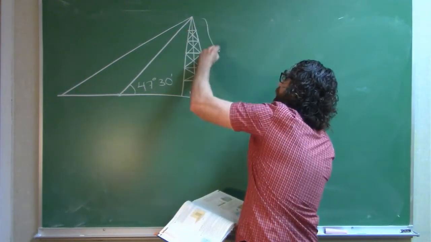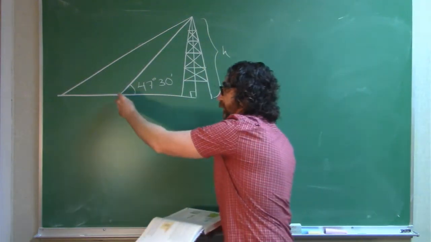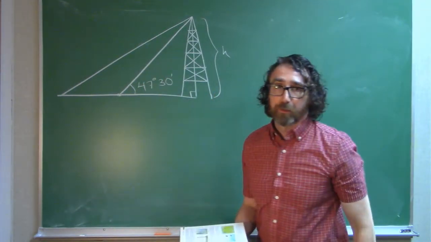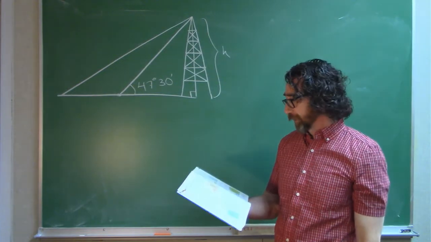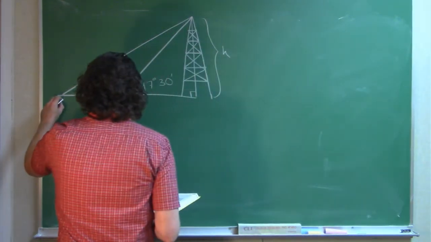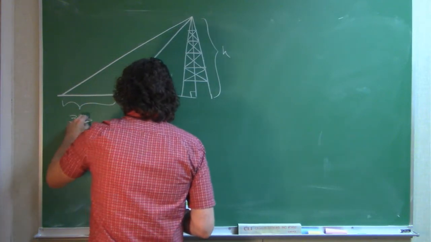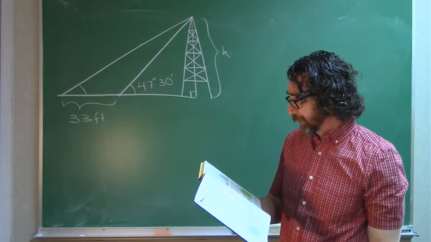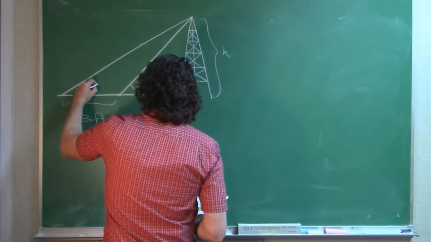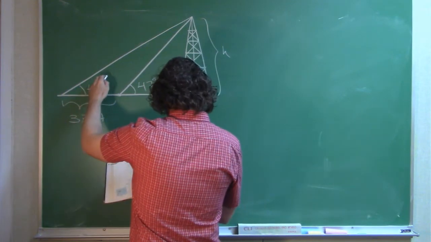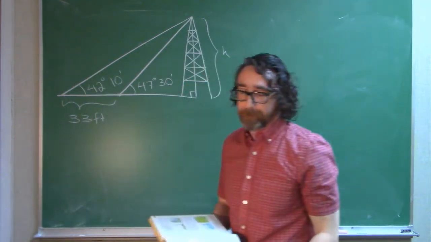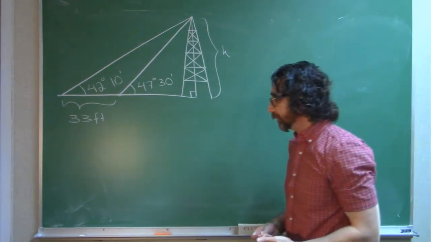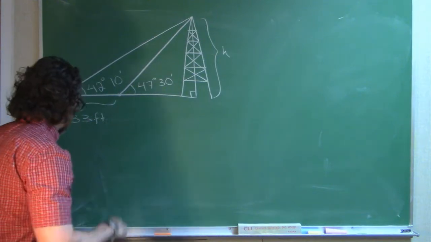I still want to figure out the height of the tower, but for whatever reason, I can't get there. So if I stand here and I look up at the tower, 47 degrees, 30 minutes is the angle of elevation. Now let's pretend that I walk backwards. I go back 33 feet, and then I observe that the angle of elevation is 42 degrees, 10 minutes. Now the question is, how high is the tower? It's actually a kind of neat idea here.